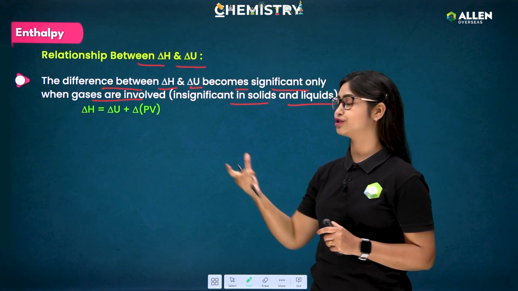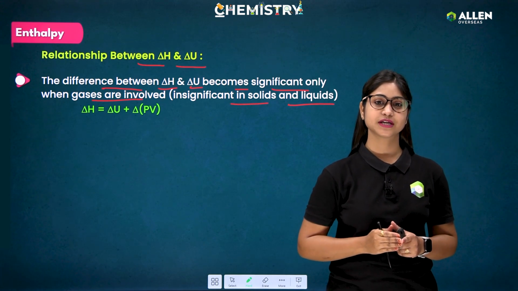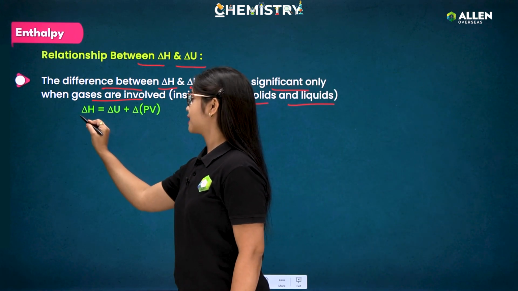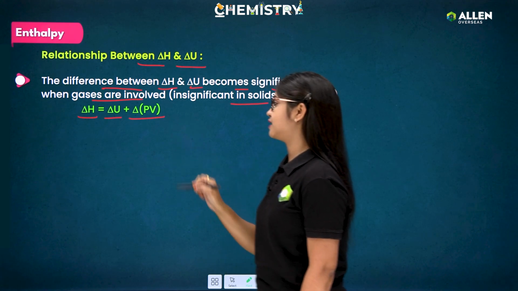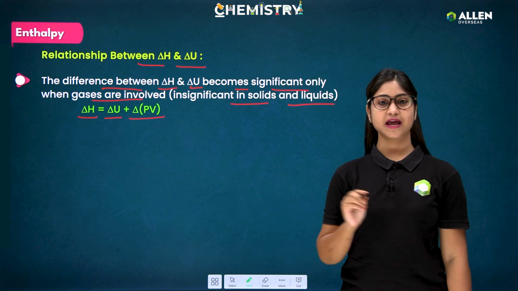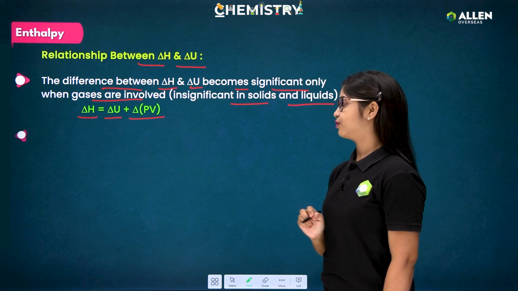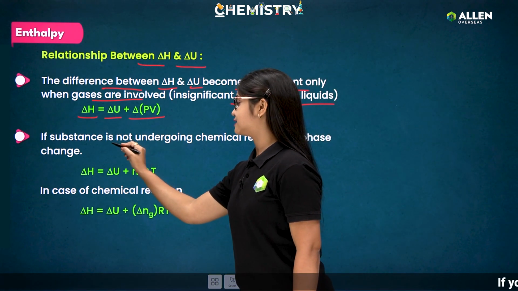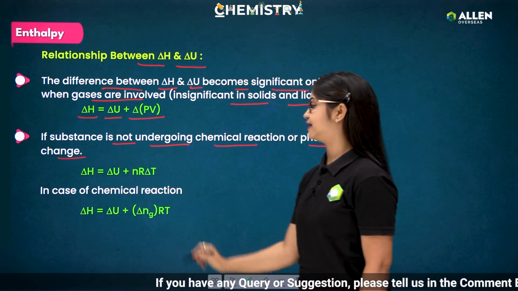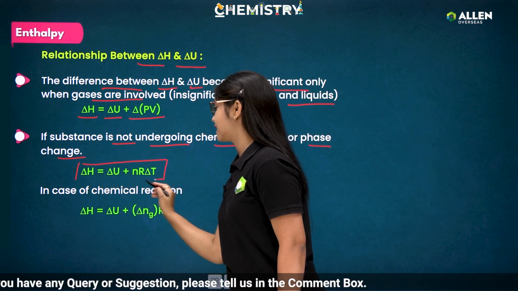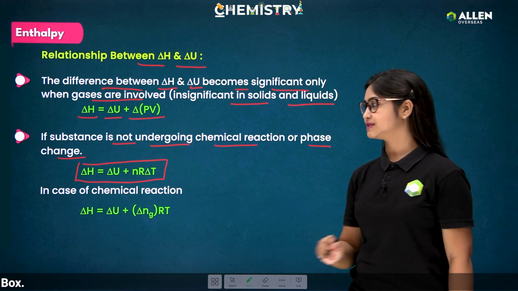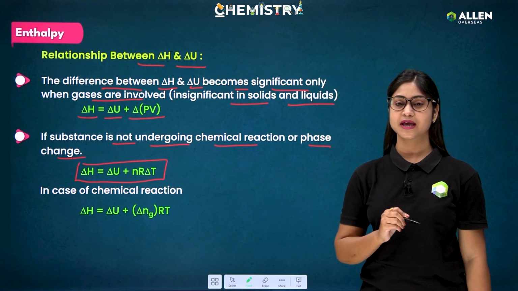So this relation is useful when you have gases involved in the process or chemical reaction. The relation is delta H equal to delta U plus delta PV, where delta H is enthalpy change, delta U is internal energy change, and P and V are pressure and volume. When the substance is not undergoing any chemical reaction or phase change, we can use delta H equal to delta U plus nR delta T, where n is the number of moles, R is the gas constant, and delta T is the change in temperature.